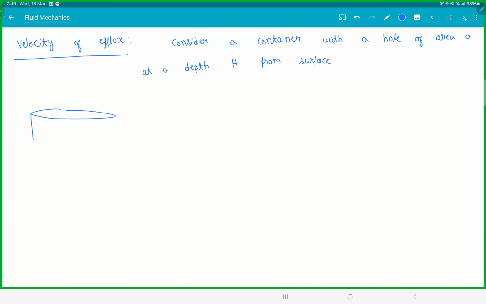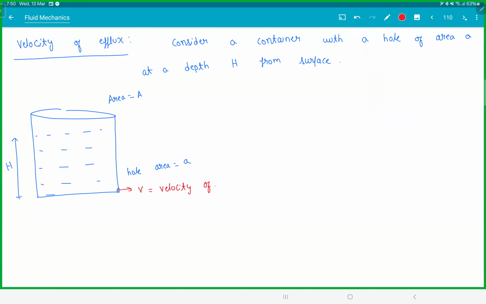So if you take a container, and a small hole here, the area of the container is A. Let's say this is filled with liquid, and this is height h. So this liquid comes out here. This is called velocity of efflux. So let's see, we want to derive that now.